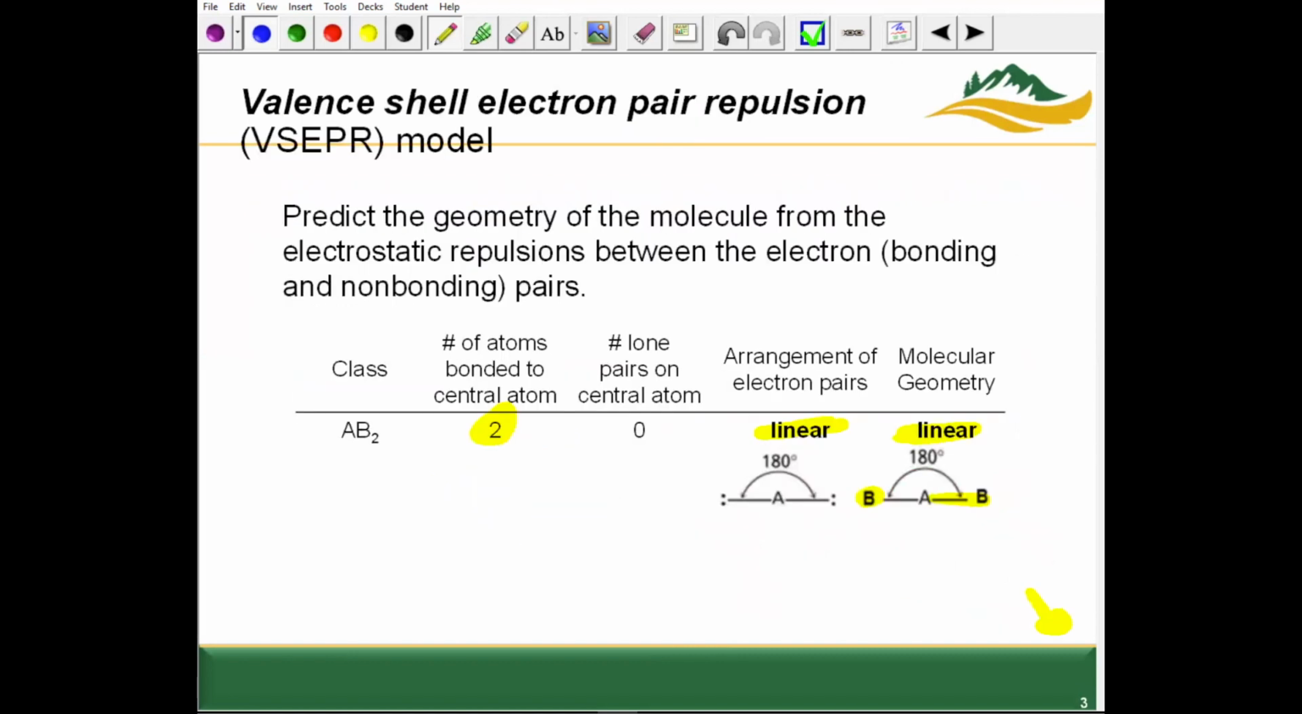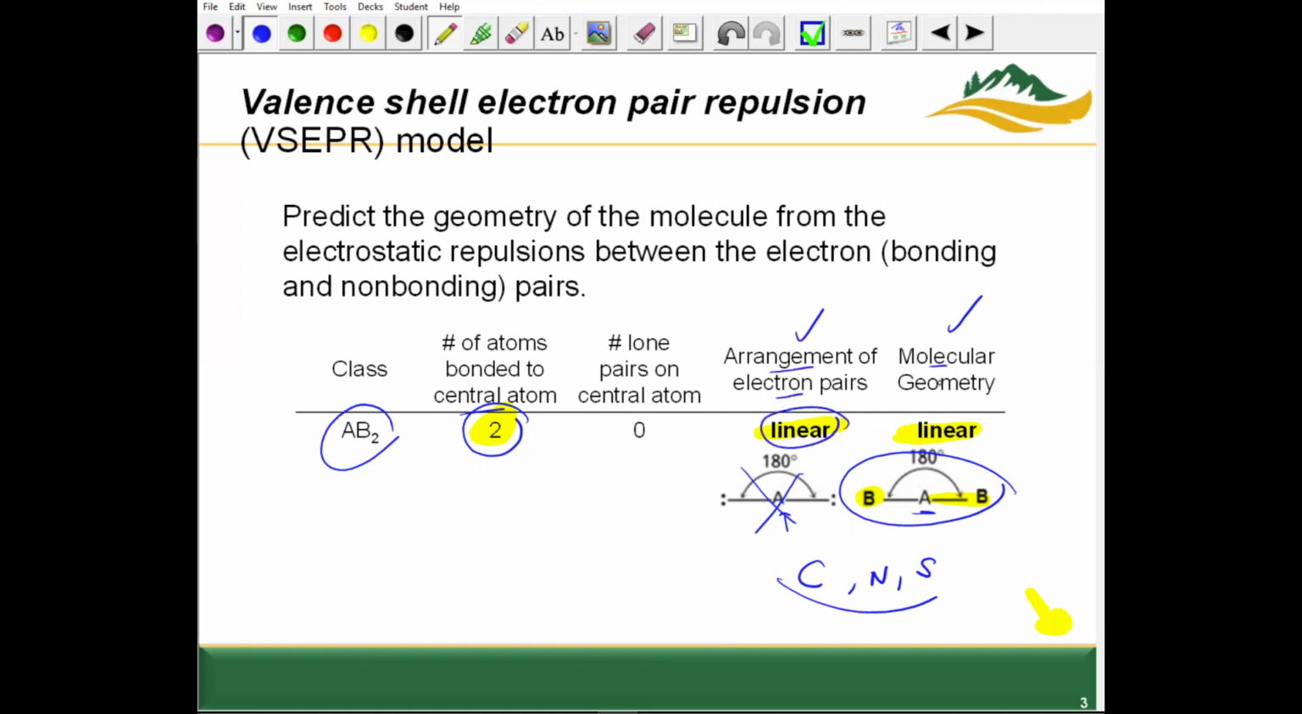So showing that here now from chapter 10, part 1, we can only have just 2 bonds to the central atom. This would be just a single atom on its own. And so this is not possible, of course, when we have 3 different atoms we're working with. For 2 groups around the central atom, we have linear arrangement of electron pairs and linear molecular geometry. For 2 groups, it's always the same. Arrangement of electron pairs is linear, molecular geometry is also linear.